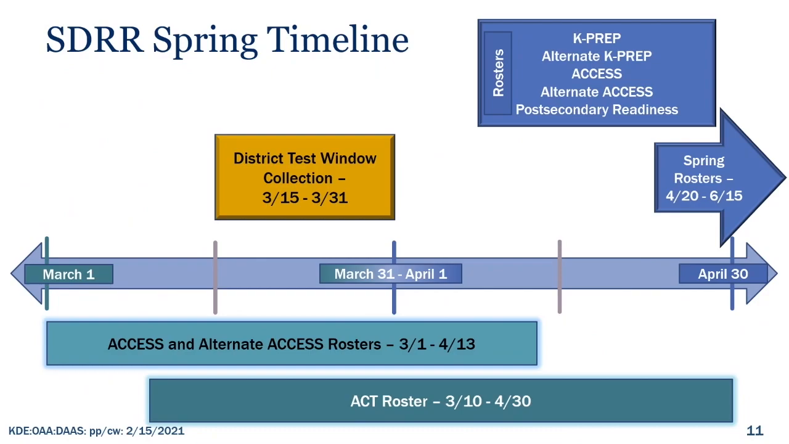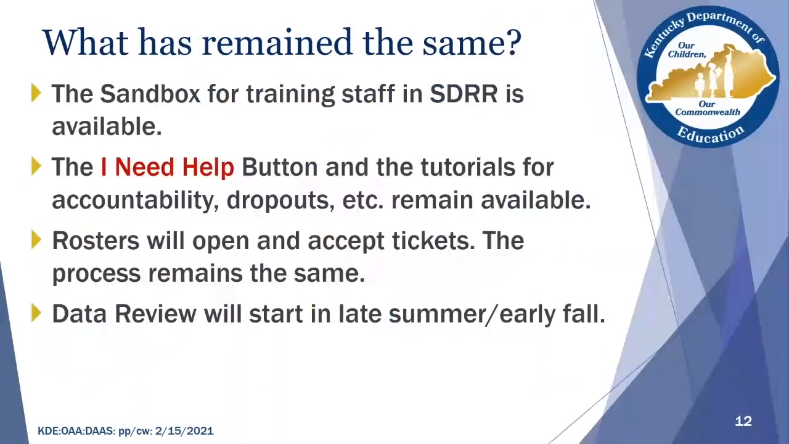We've seen the changes in SDRR and rosters, but what has remained the same from previous years? Well, almost everything. There is a Sandbox area for staff training that opens a week or so ahead of each roster. The big red I Need Help button is there, containing tutorials for accountability, dropouts, etc., and information on how to do the processes in SDRR. Rosters will be open and accepting tickets on the tentative schedule we saw a few minutes ago. The rosters are once again connected to Infinite Campus for this phase. And data review will continue to start in late summer or early fall.